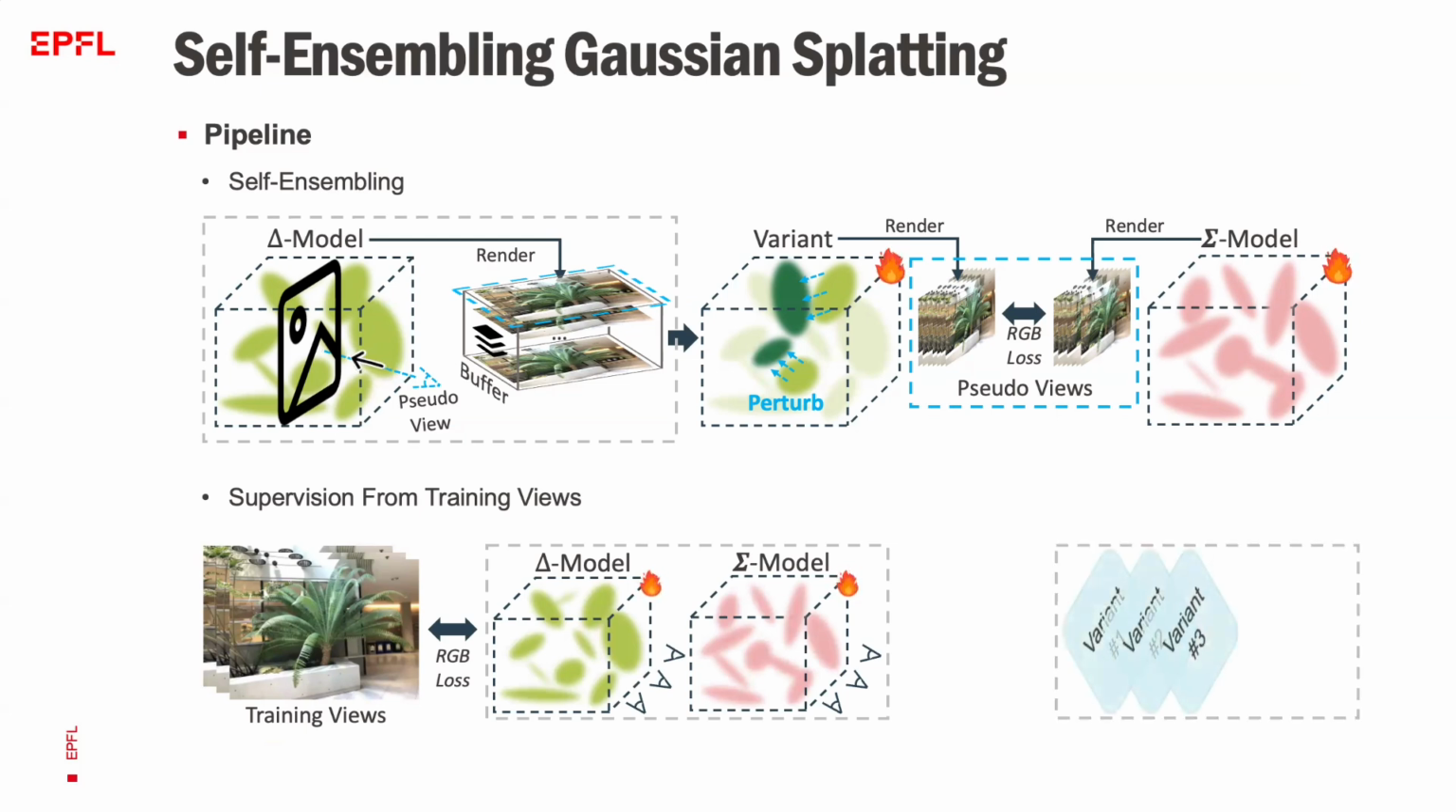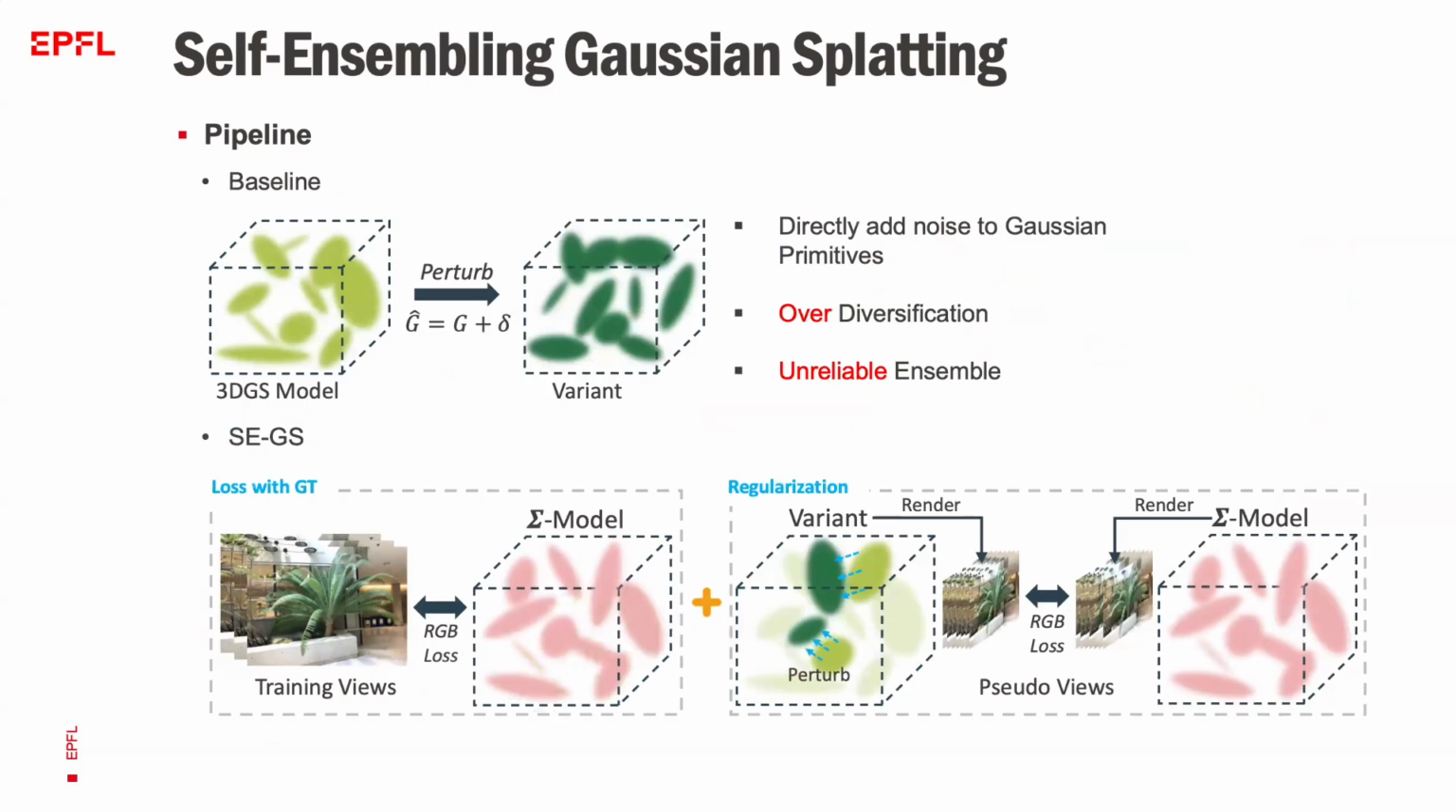Once the training is done, the sigma model is actually an ensemble of all the variants created during training, which aggregates the information from these variants. We only keep the sigma model for inference. In our pipeline, we supervise the training of the sigma model using RGB loss with ground truth training views, and we add a regularization term to achieve self-ensembling.